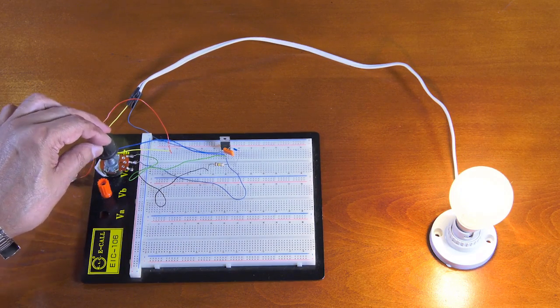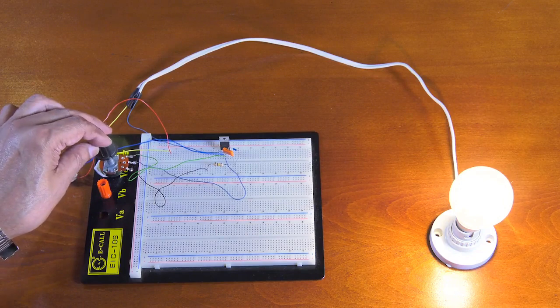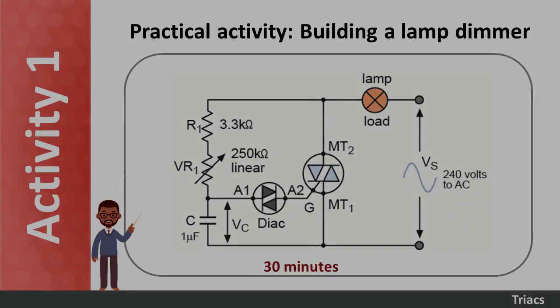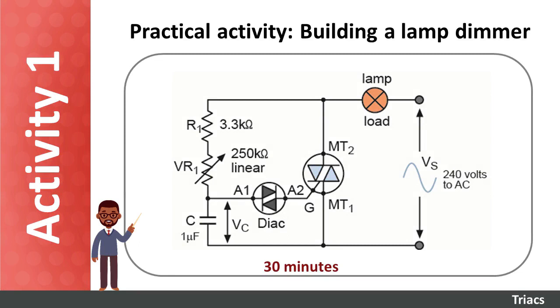So this is a demonstration of how a triac is used for phase control. We will now do a practical in which we will build a lamp dimmer circuit on a breadboard using a triac. Your facilitator will hand out the necessary components. Please refer to your workbook for the instructions.